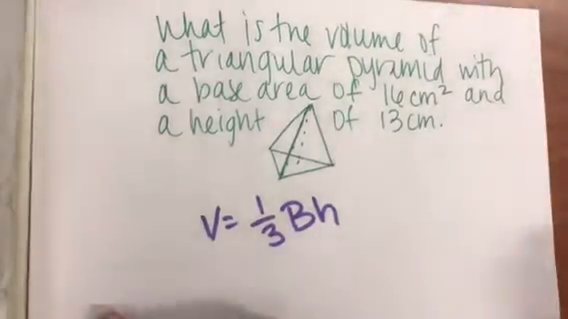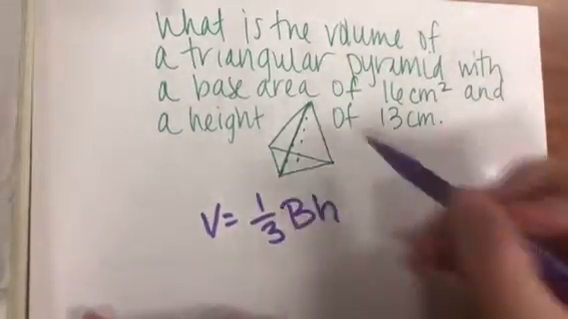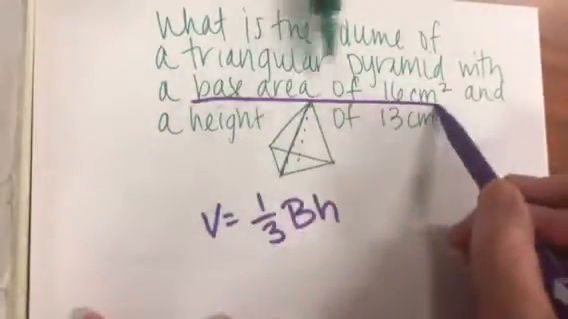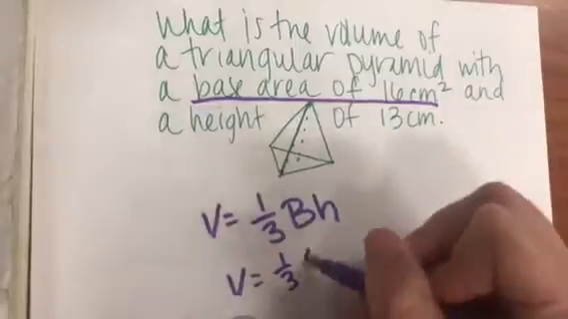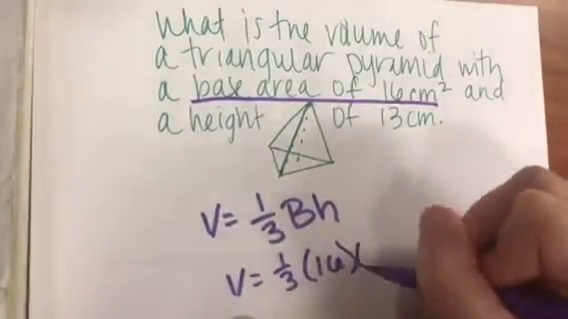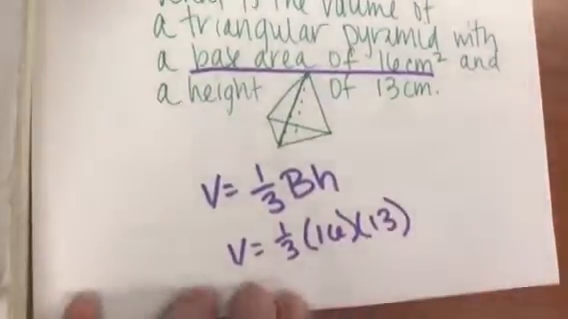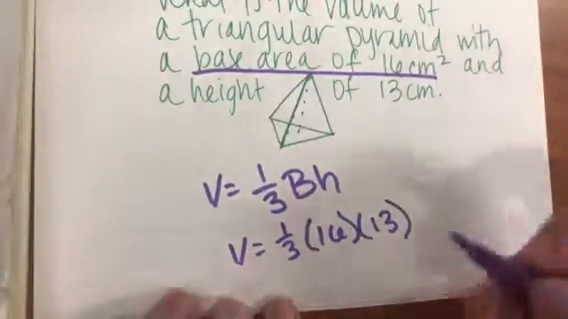But you know what? I don't have to figure it out. They said the base area is 16. So all I have to do is volume equals 1/3 times 16 times 13. That's it. That's all I gotta do. Yep. So what's my answer?